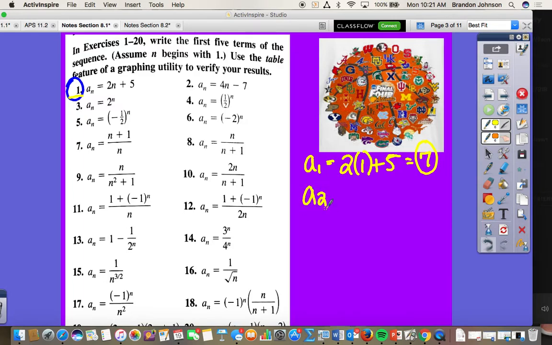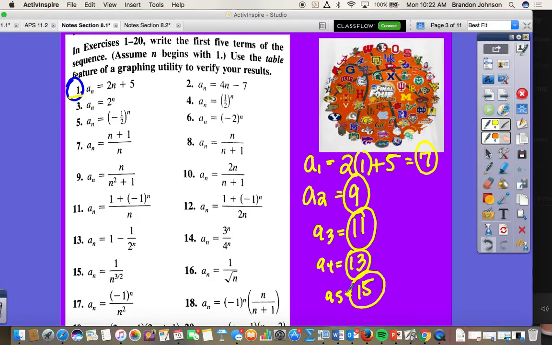What would be the second term? 2 times 2 is 4, plus 5 is 9. Good. So the second term, a sub 2 is how we write it, is equal to 9. What would be the third term? 11. And you'll see a pattern. What's happening? Adding by 2. Very similar to what you just figured out on Charlie's Delightful Machine. How you figured out that pattern is very similar to the patterns you'll see here. So 13, and then the fifth term being 15 as well.